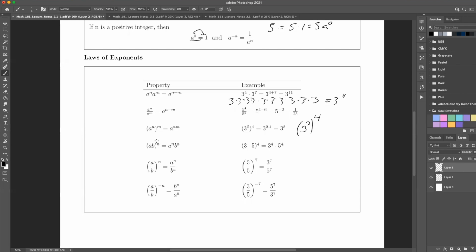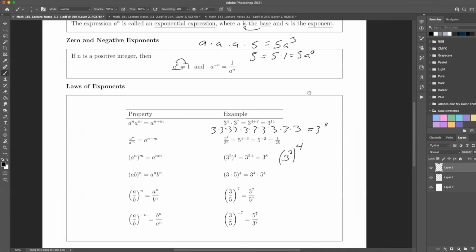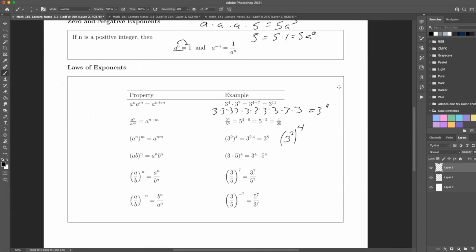I can also distribute an exponent in parentheses, either this way or this way, to each multiple, or even to the division. And if I have a negative exponent, I can flip it. Here I give you examples of everything. Technically, for the first page, you don't have to make any marks whatsoever. It's all just a reference sheet for you guys.